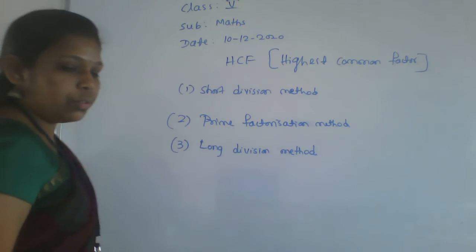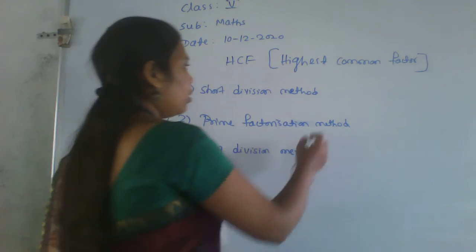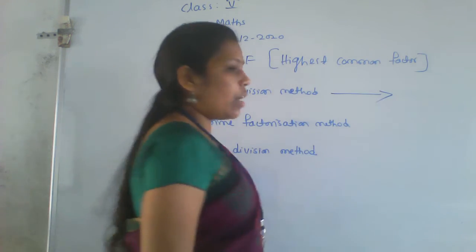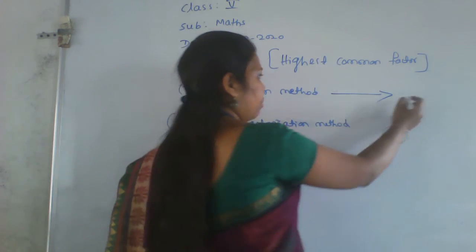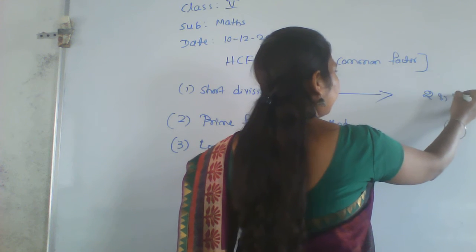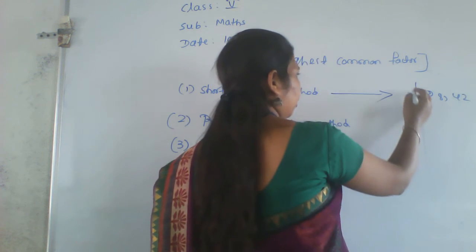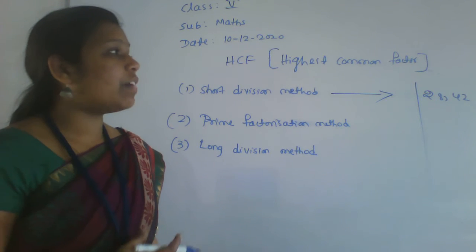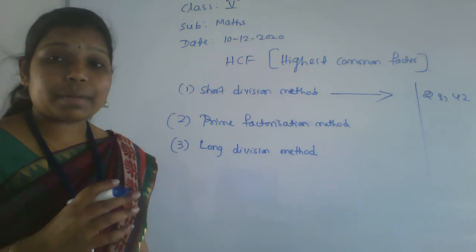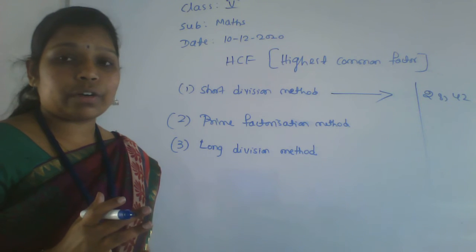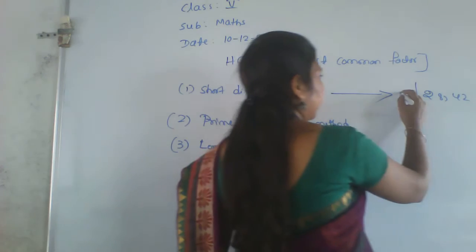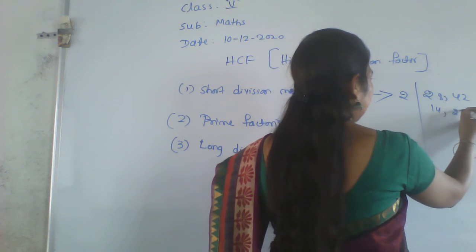See here, for this I am giving an example. For the short division method I am giving the example of 28 and 42. Take the smallest prime number which divides both numbers. It must divide 28 as well as 42. Which number divides? 2, of course. So right here, 2 goes into 14 and 2 goes into 21.